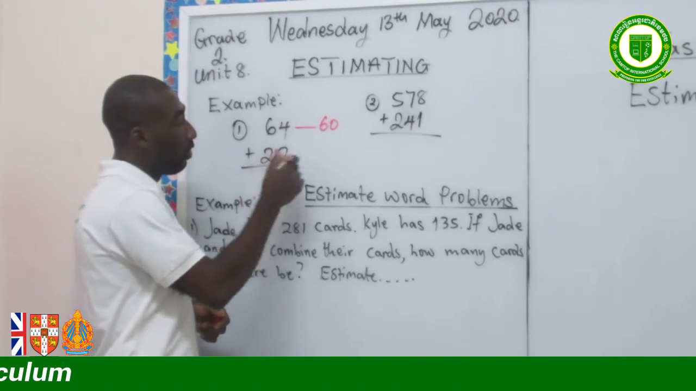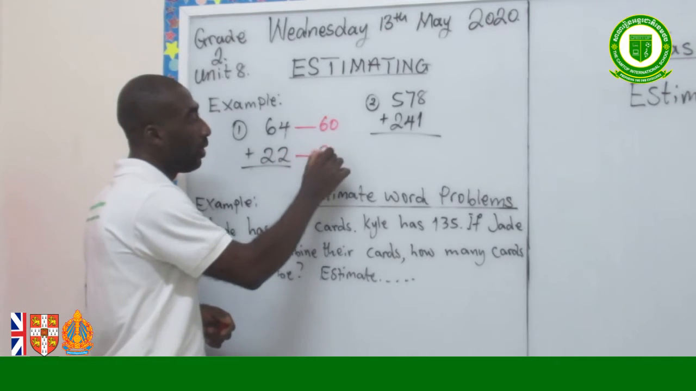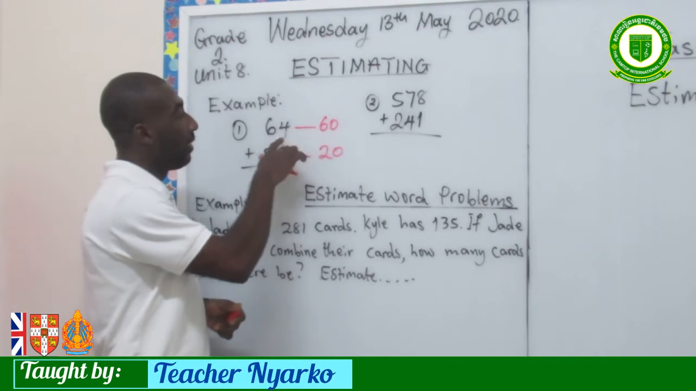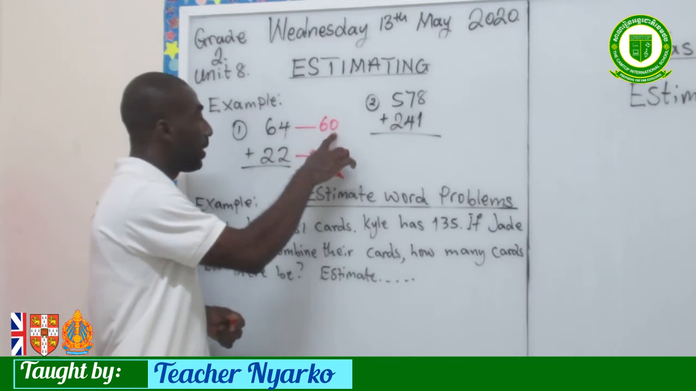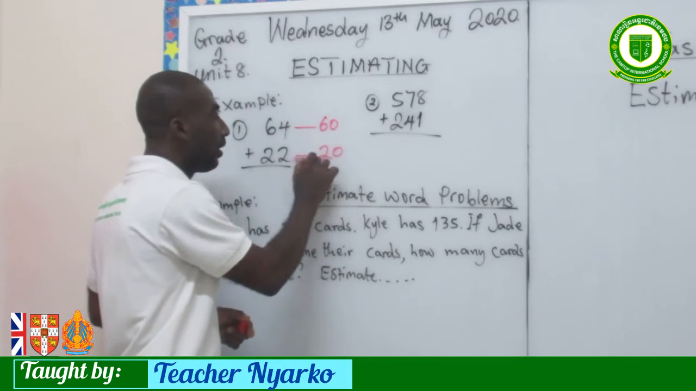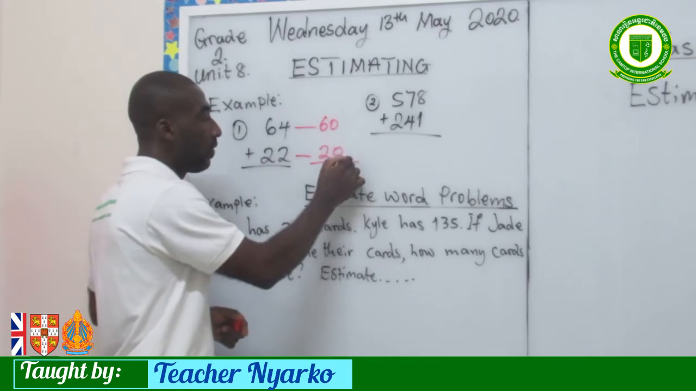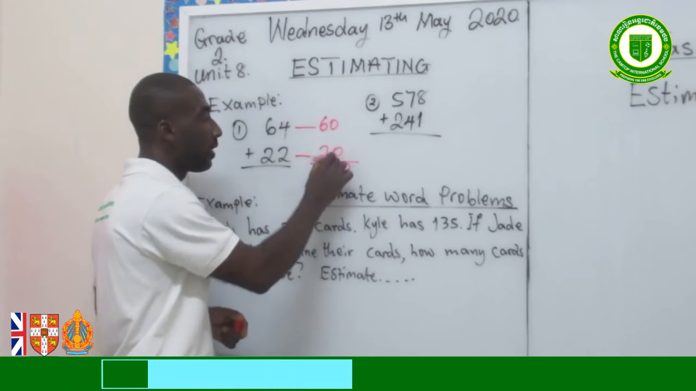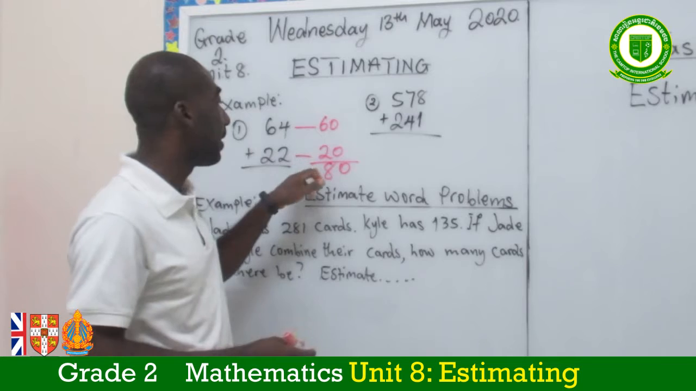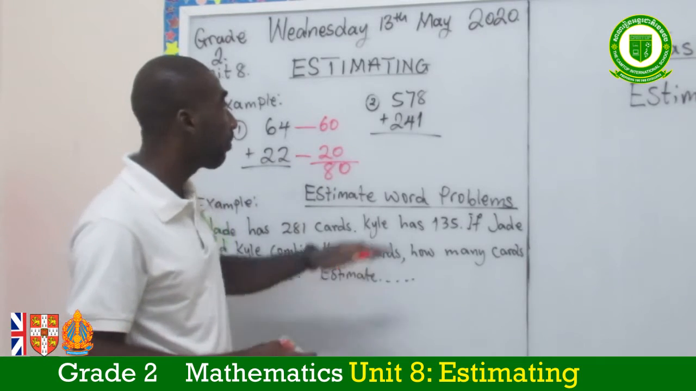And then your 22 will change to be 20. So by estimating, your 64 tends to be 60 and your 22 tends to be 20. Then you can add. So this will give us 0 and then this will give us 8. So we'll have 80 to be our estimated figure.